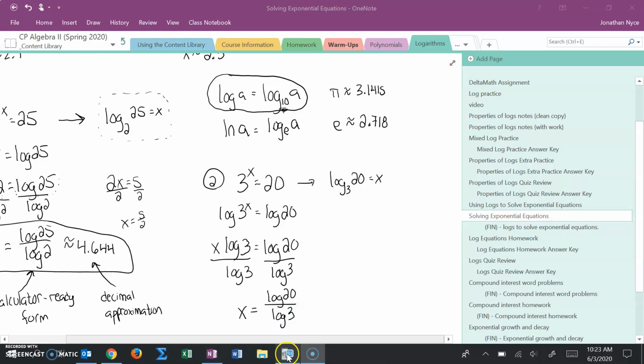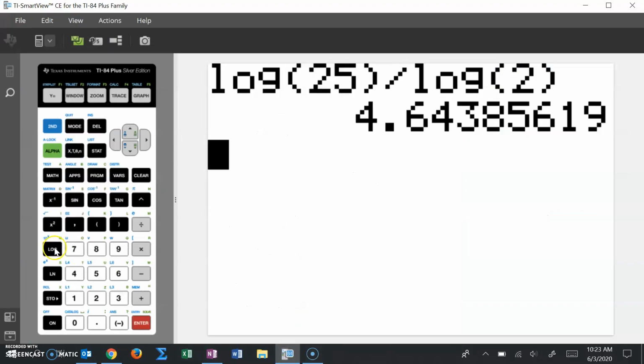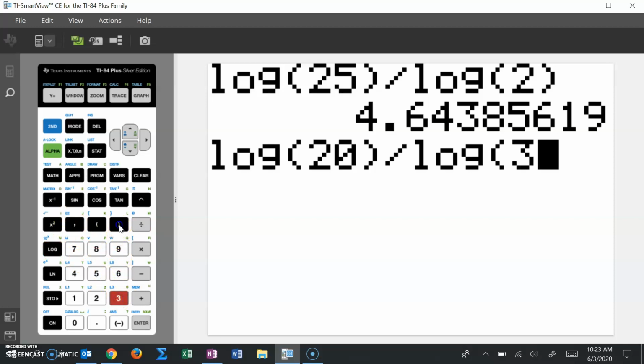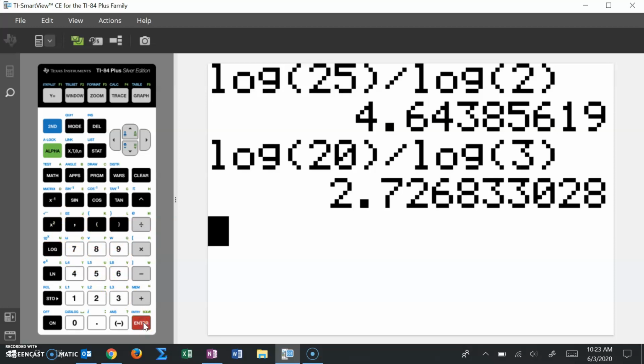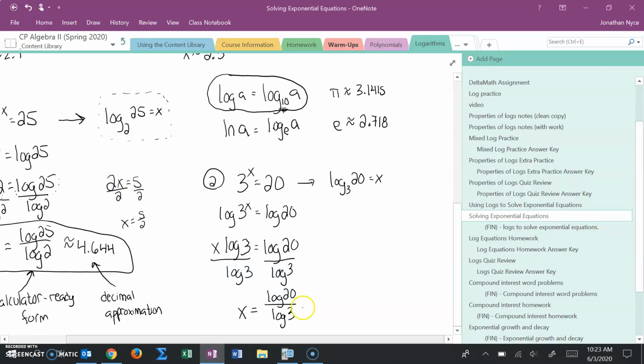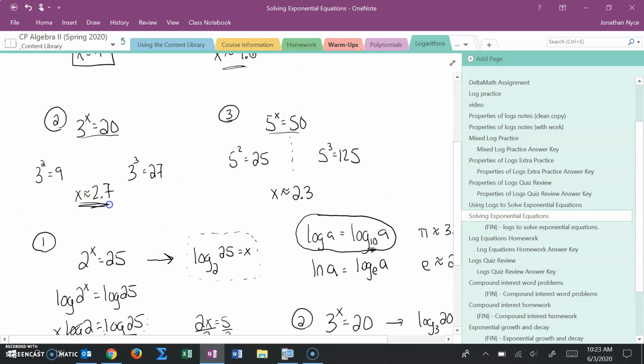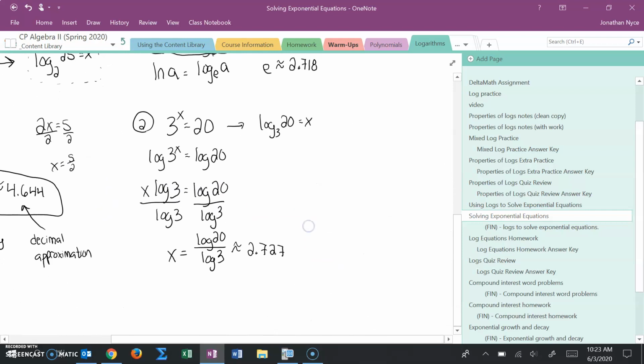So log 20. So we have log of 20 divided by the log of 3, which is 2.727. And if we look at our guess earlier, we said 2.7 something was a good guess, and that actually ended up being a very good guess.